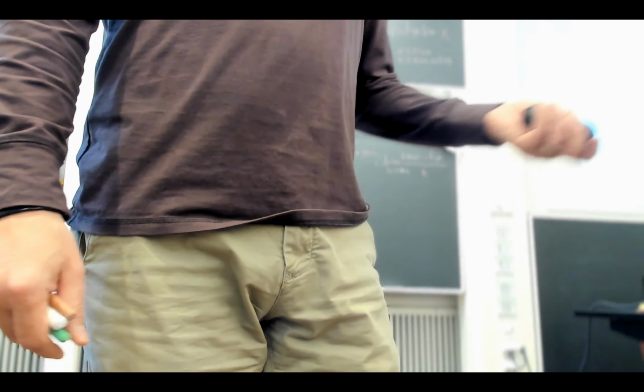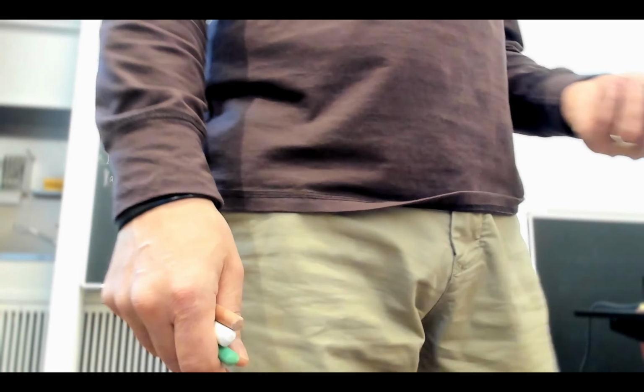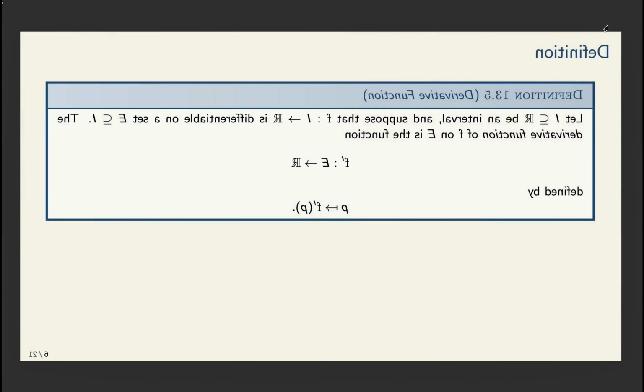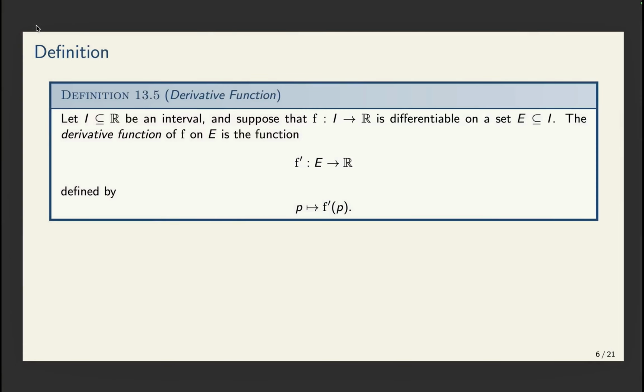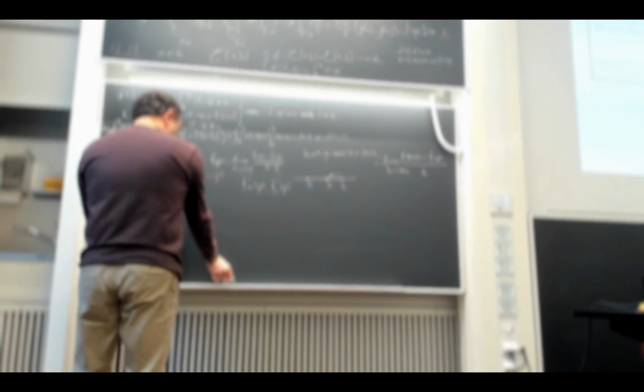And the derivative function is the function actually whose, so let me read it for you here. So let I be a subset of R, an interval, and suppose that f from I to R is differentiable on a set E, which is a subset of I. Then the derivative function of f on E is the function f prime from E to R. Be careful, not from I to R necessarily, defined by this rule. Let me explain it here by a very simple example. So let us talk about this function.